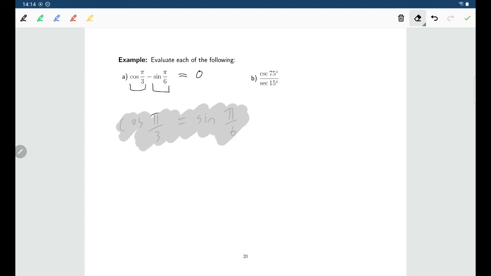And similarly for the second question, for b, we have cosecant of 75 over secant of 15, and these two angles do add up to 90 degrees, and these are cofunctions, secant and cosecant. So you know that cosecant of 75 is the same thing as secant of 15 degrees. So cosecant of 75 degrees divided by secant of 15 is the same thing as secant of 15 over secant of 15, which is 1.